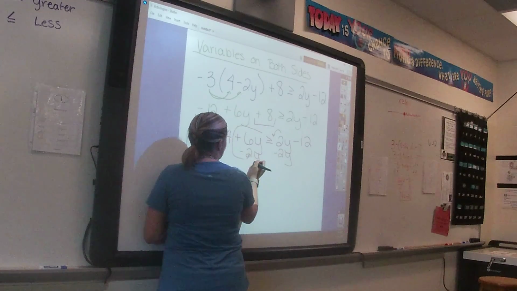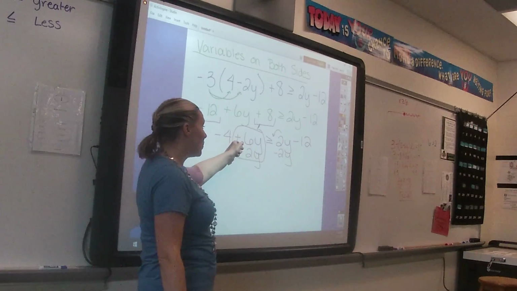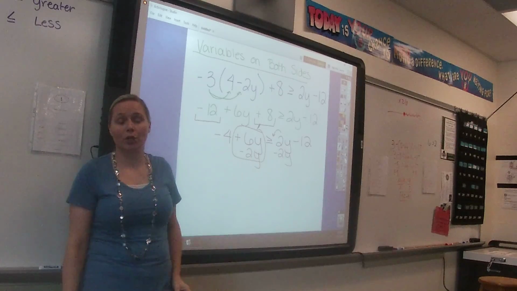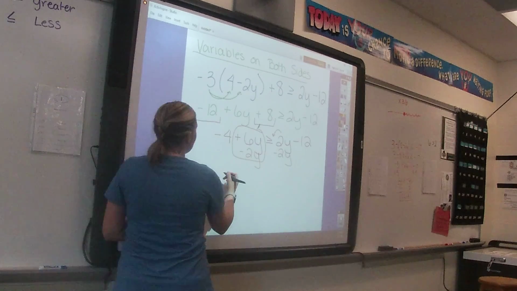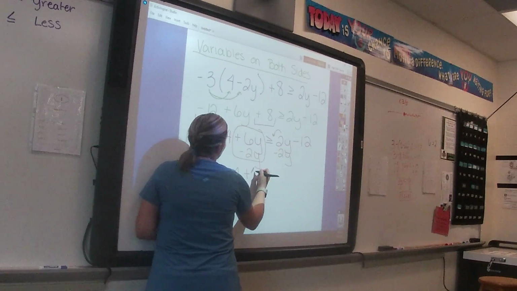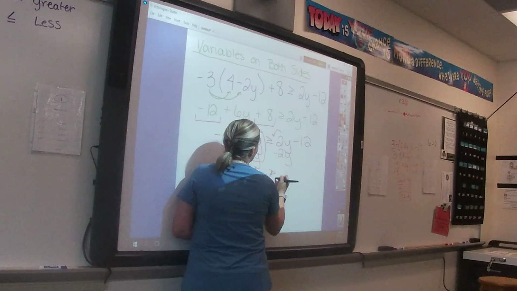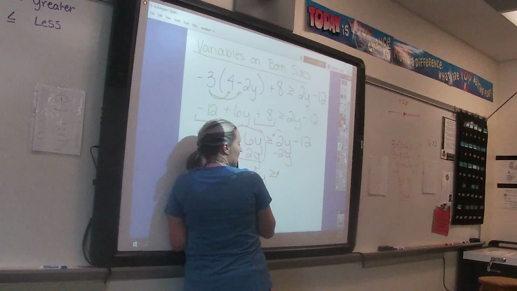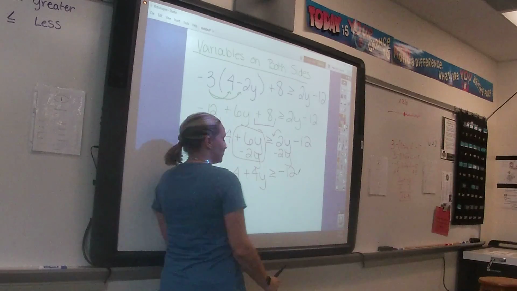So remember, we're looking at this entire thing. Positive 6 minus 2 is what? 4y. So we'll have negative 4, a positive 4y. What do I have left over here? Negative 12. Excellent.